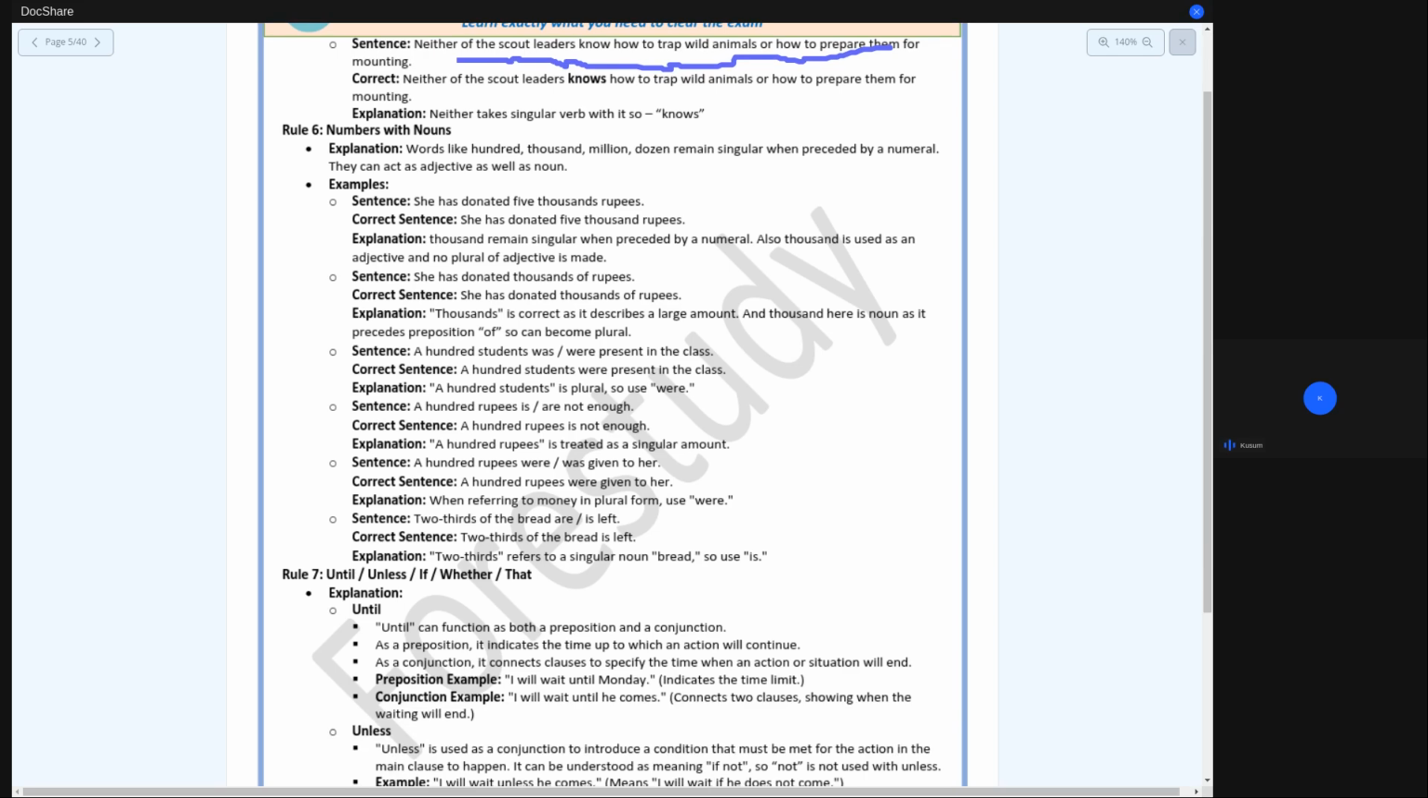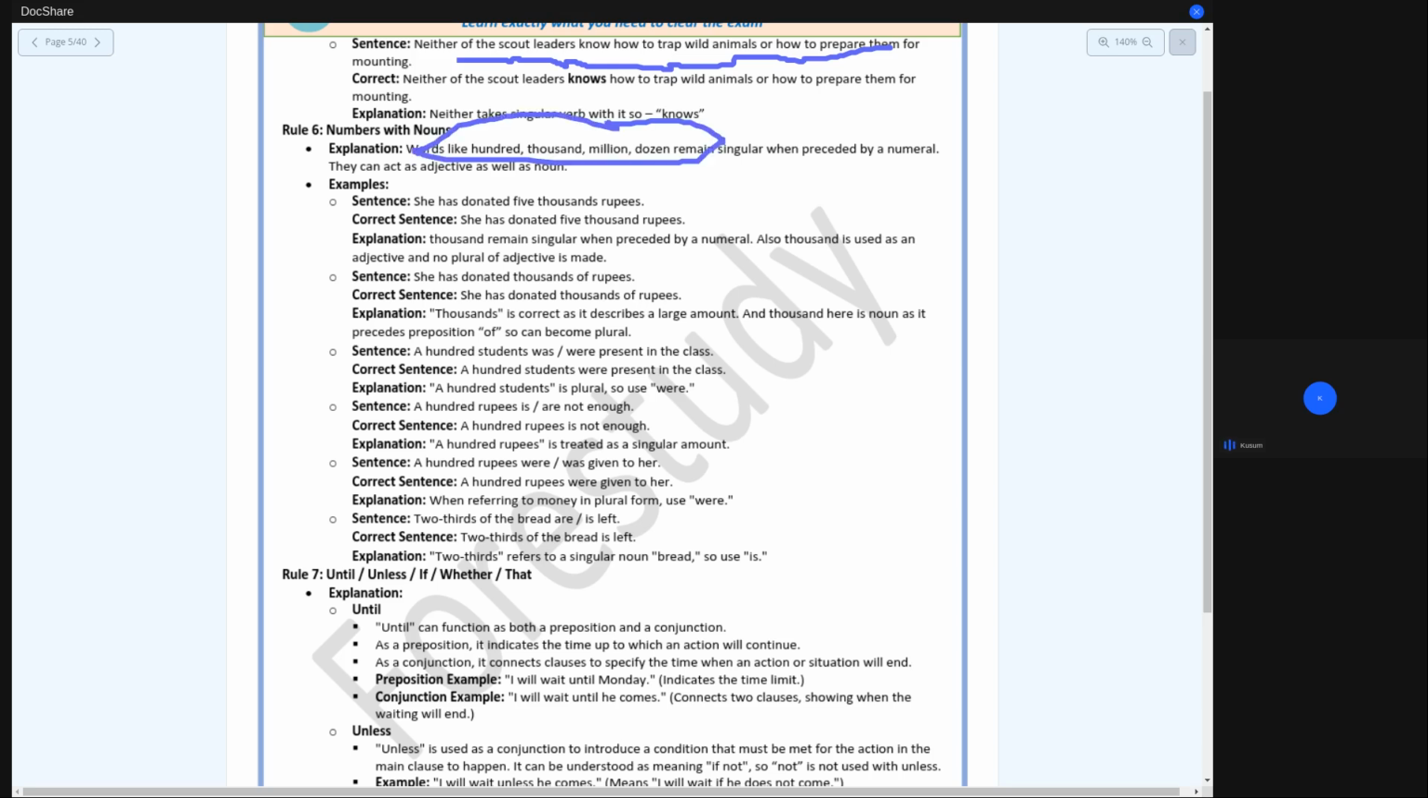Now, moving on to rule number 6. Rule number 6 is numbers with nouns. This rule has a few interesting facets, so let's see. It deals with how we use numbers with nouns, specifically words like hundred, thousand, million, and dozen.